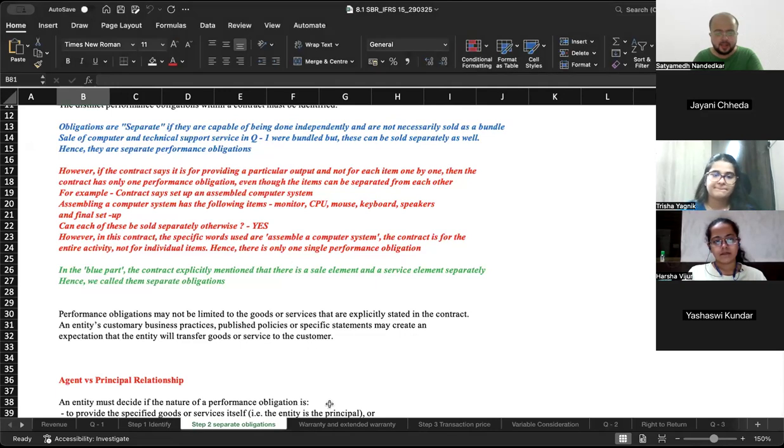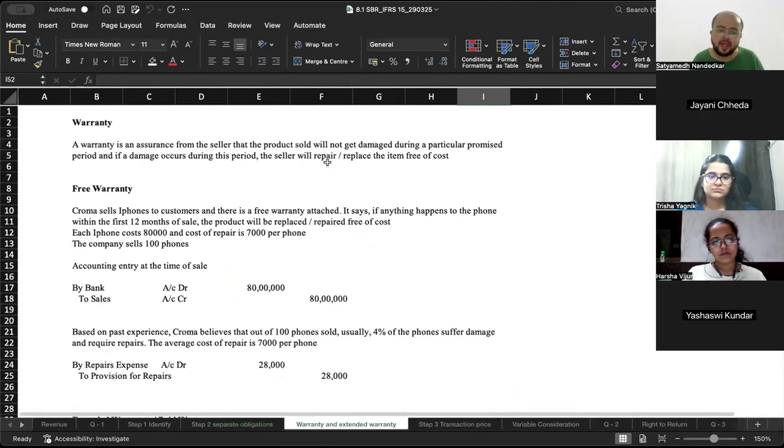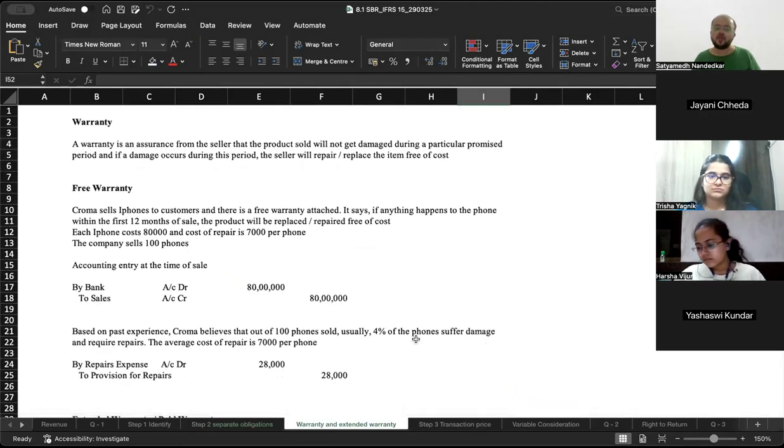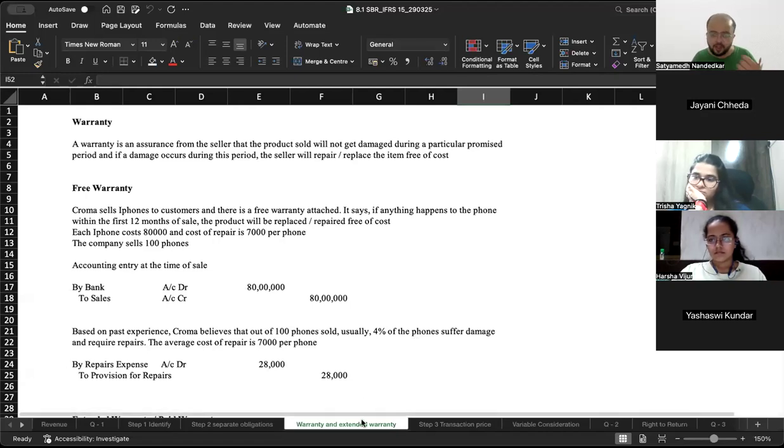Okay. Before we go to the third step, let's have a quick discussion on warranty and extended warranty. What is warranty? A warranty is an assurance. It's some sort of a guarantee that the product sold will not get damaged during a particular period. And if it does get damaged, then the selling company will repair or replace it free of cost. So if it's a free warranty, what you do is create a provision for the expected amount that you will have to incur in the future.